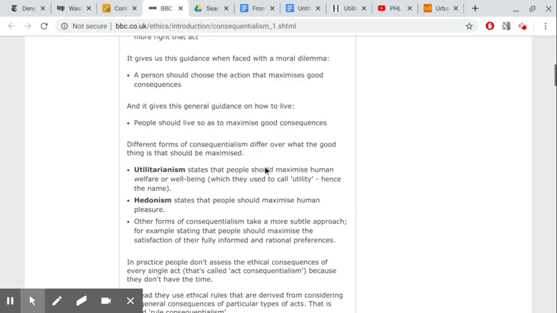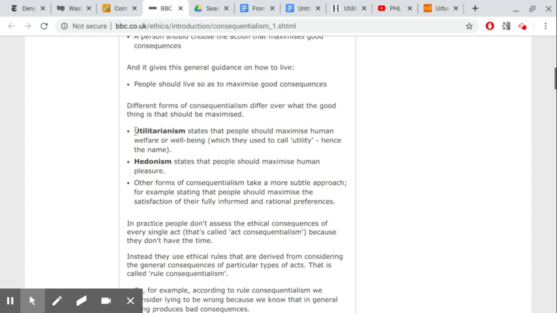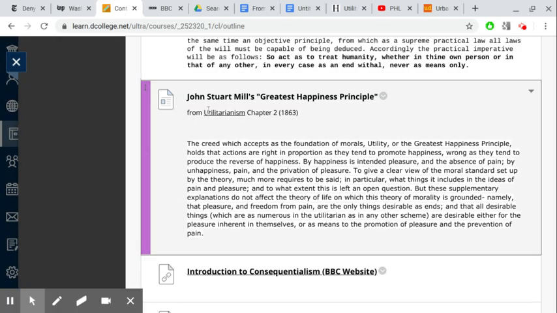And utilitarianism is very much focused on that. Utilitarianism states that people should maximize human welfare or well-being. It gives you an explanation here of why, which they used to call utility, hence the name. Utilitarianism is really, you could call it, happinessarianism. To be a utilitarian is to follow John Stuart Mill and the greatest happiness principle.